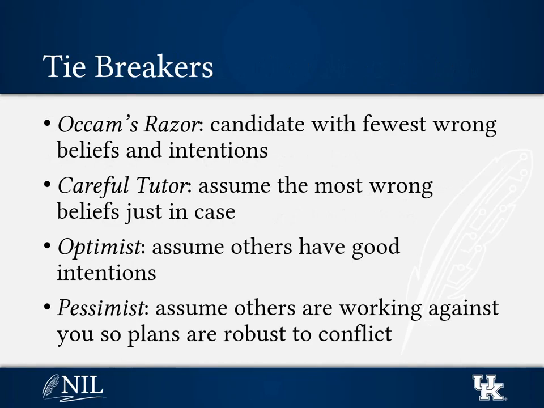When the algorithm returns more than one set of beliefs and intentions as reasonable, how we break ties depends a lot on the application. For example, we might want to use Occam's razor and assume that the candidate with the fewest wrong beliefs and intentions makes the most sense. But if we're building an intelligent tutoring system, then we might want to assume that the player has the most wrong beliefs just in case. Likewise, if agents are trying to recognize one another's behavior, agents might want to be either optimistic or pessimistic about whether other agents will be friendly, depending on the application and whether or not their plans need to be robust to conflicts with others.